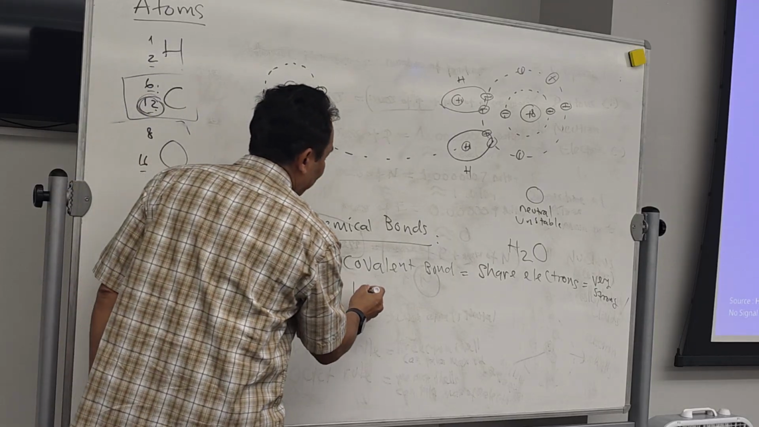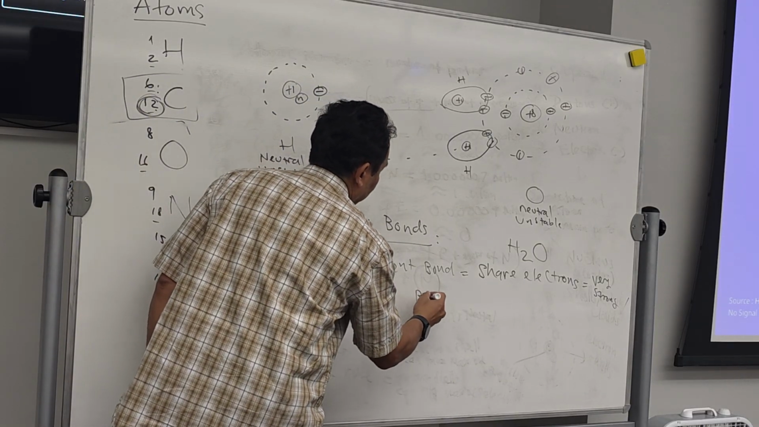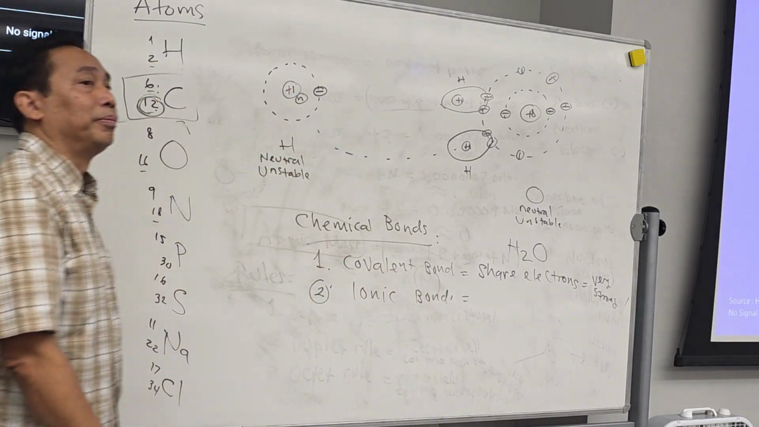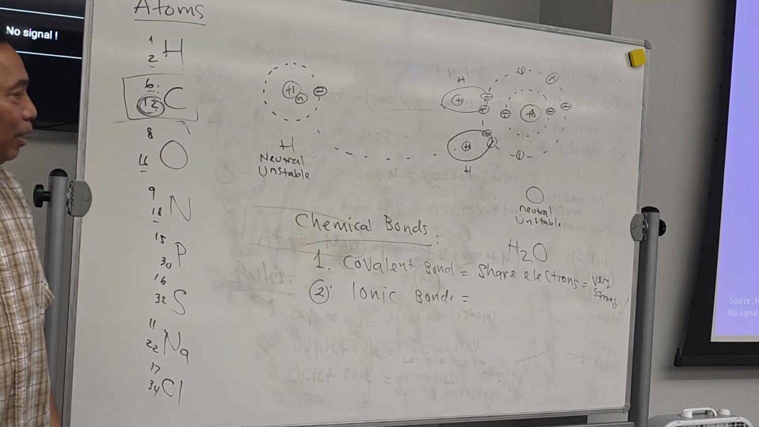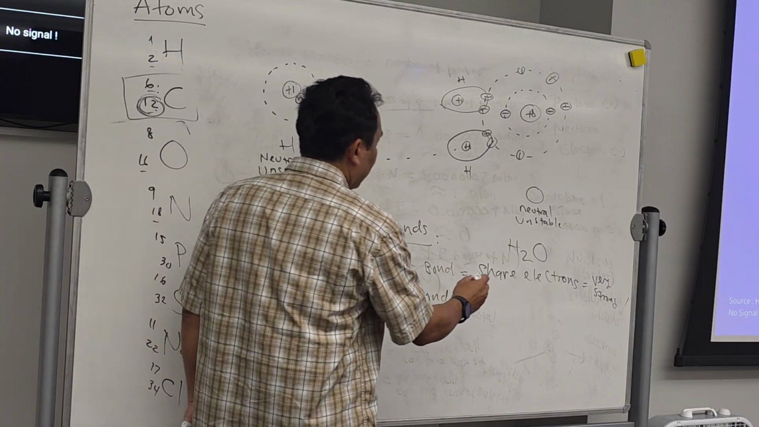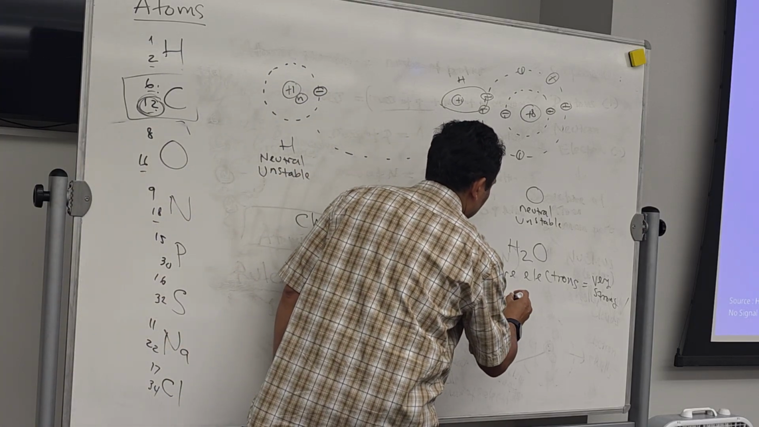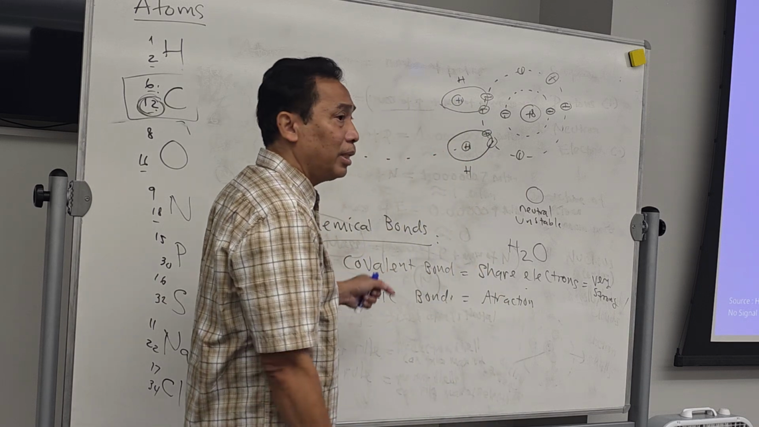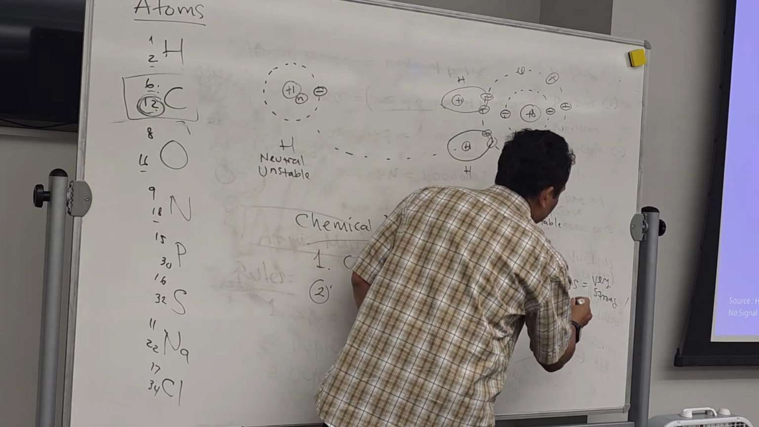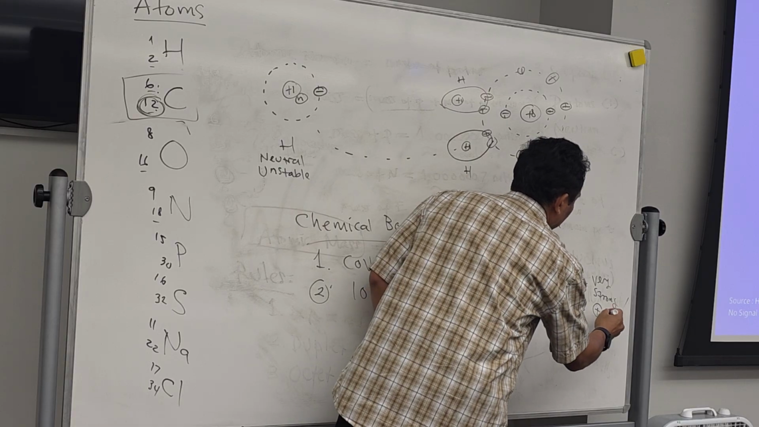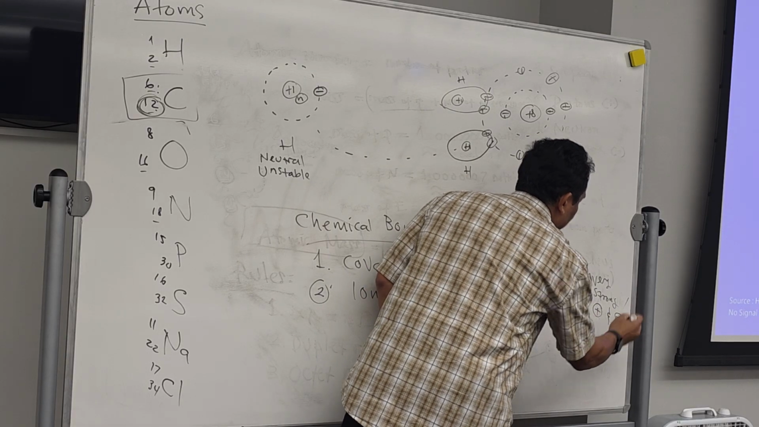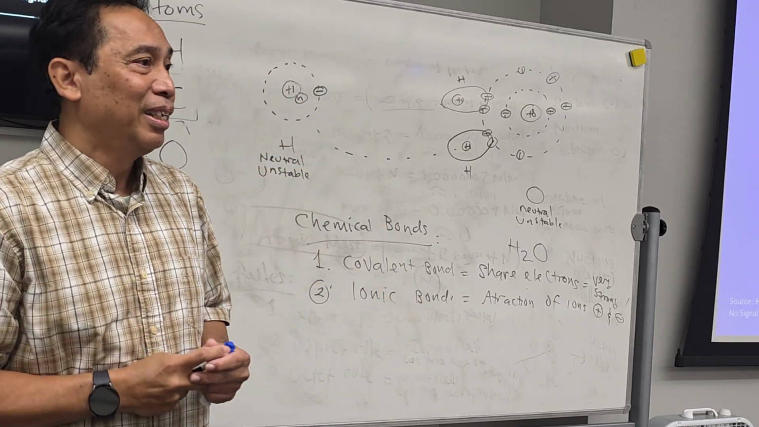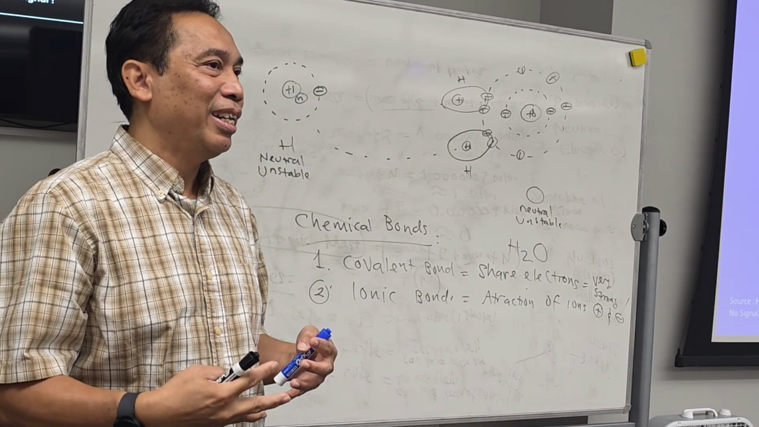Now, what is the second type of bond? It's called the ionic bond. Okay, ionic bond. What is an ionic bond? This is attraction. The bond that is created by the attraction of ions, which are positive and negative. So positive and negative ions will attract one another.